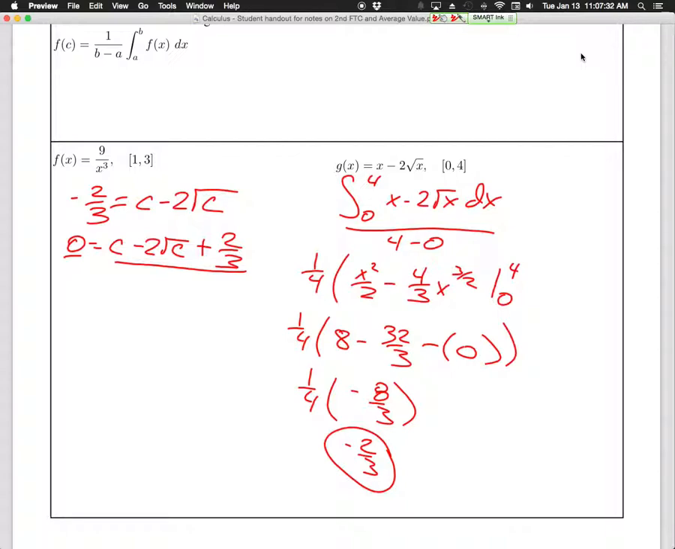Question. Will this be a calculator problem on the test? Yes. You have to do some of these with the calculator and some without.